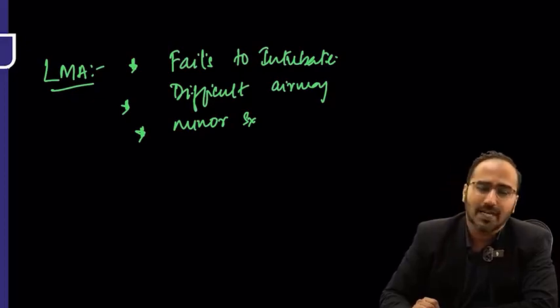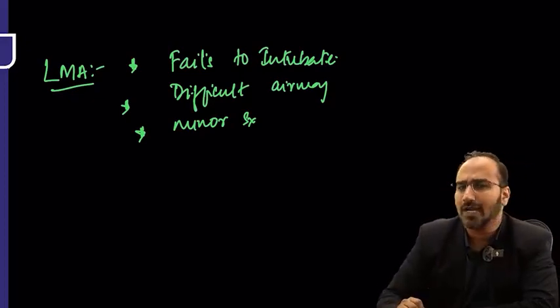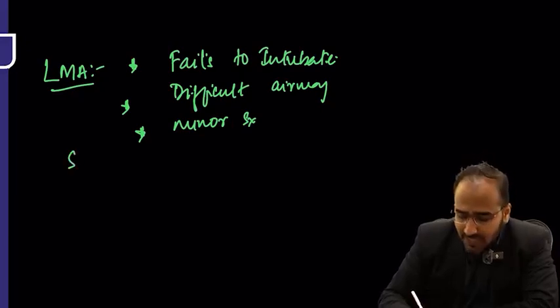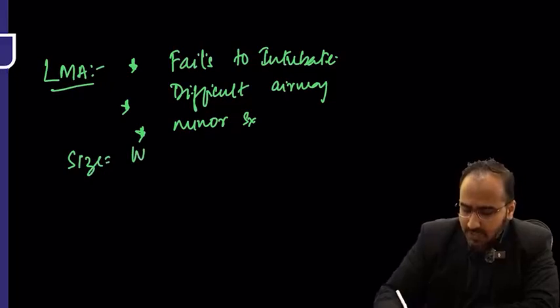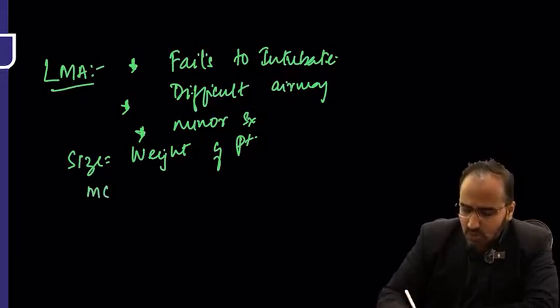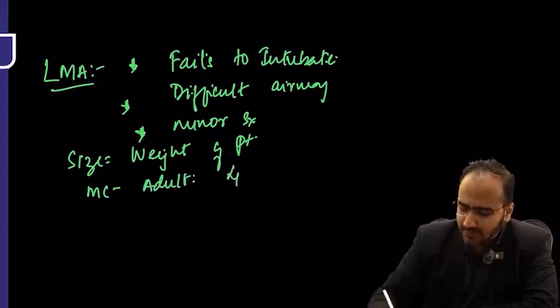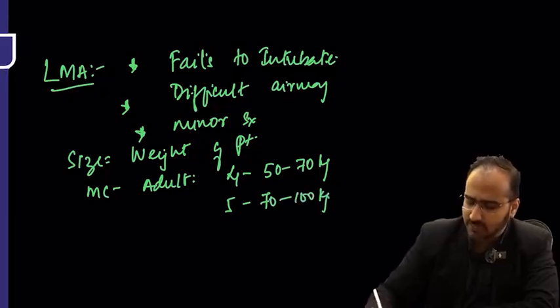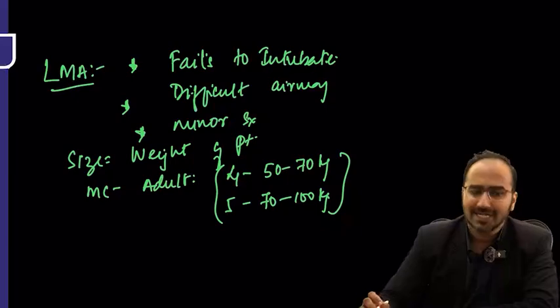There are some types of LMA that we need to remember, but before going to the types of LMA, there are some sizes of LMA. The size of LMA depends upon the weight of the patient. The size of LMA most commonly used in adults is what, guys? It is size 4 and size 5. Size 4 is used in 50 to 70 kgs person. Size 5 is used in 70 to 100 kgs person. Okay? That is the size.